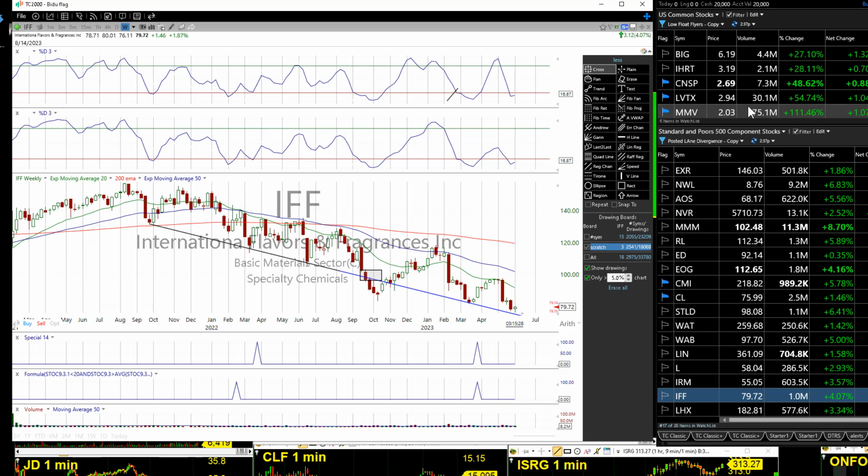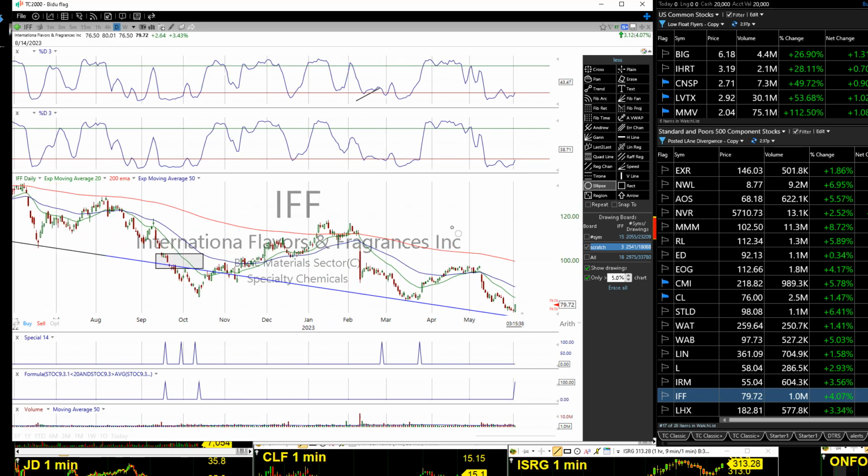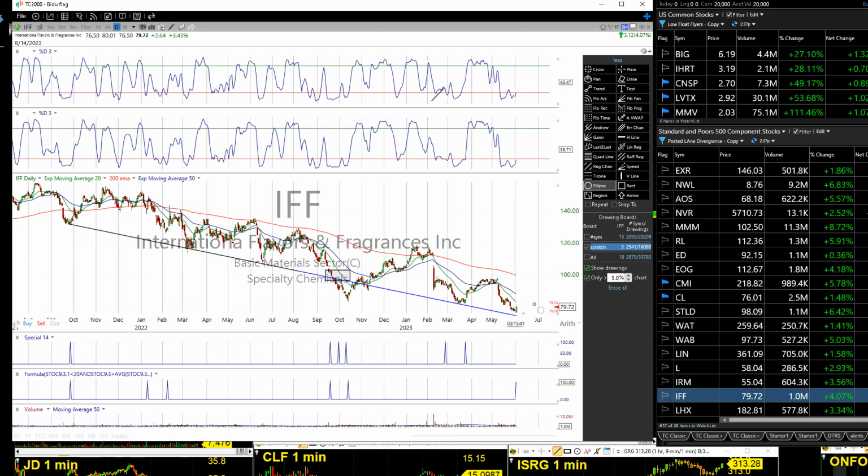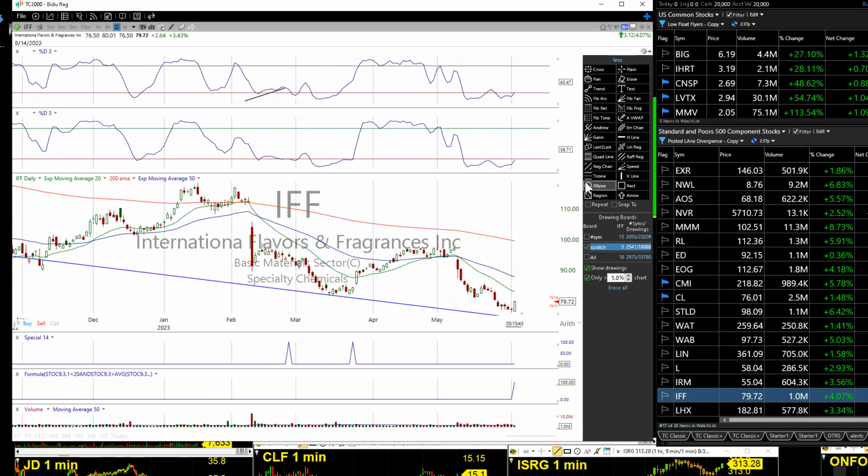International Flavors and Fragrances, again, lower trend line. It is definitely a situation here that you could see this move. The dailies right off the lower trend line. Wow, this looks pretty good in itself. I'm not a big fan of the specialty chemical. Well, the chemicals are moving today.